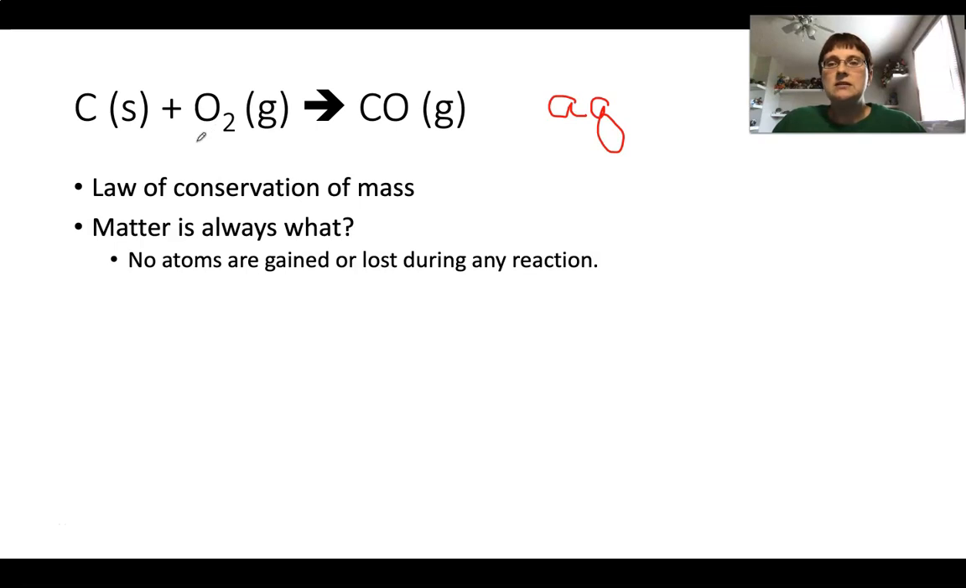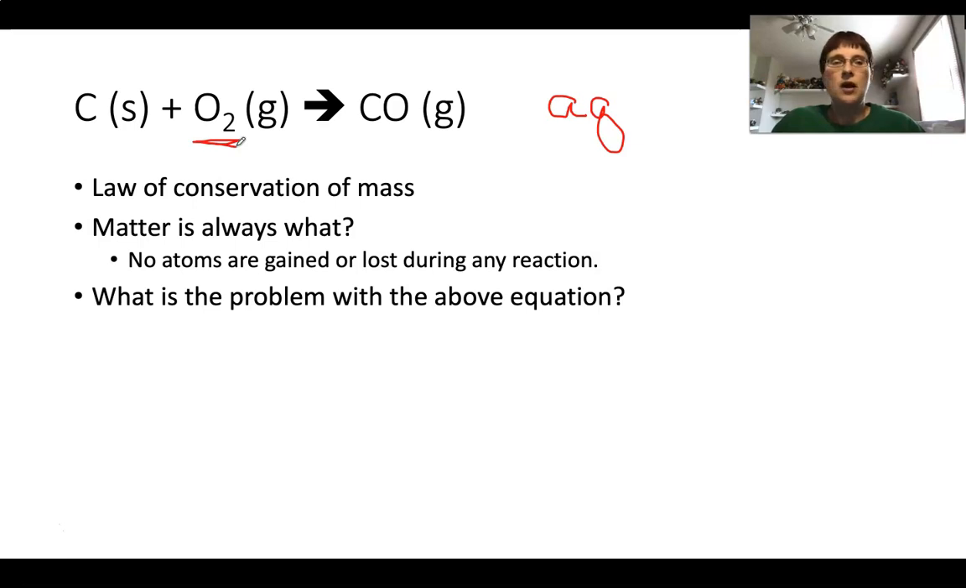So, for example, in this equation, we have a problem. The problem with the above equation is that we have two oxygens that we started with, but there's only one over here. Basically what this is saying, the way it's written, is that one of these oxygens just up and disappeared. It ran away. And we can't have that happen. The law of conservation of mass says you can't have things just appear and disappear. You can't gain or lose them during a chemical reaction.